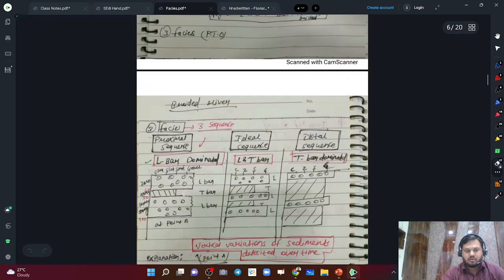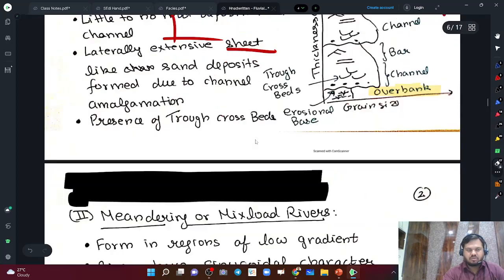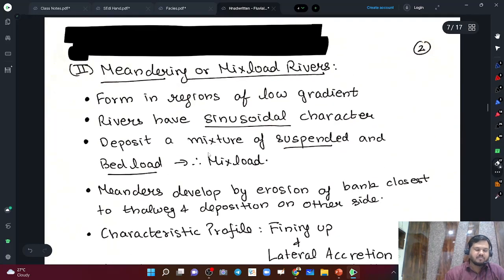So this is a kind of deposit, right? You mostly get a simple single deposit, and in between you are getting some sand, right? We will discuss this later. Let us focus on this for now. So this is the first, that is Braided River.